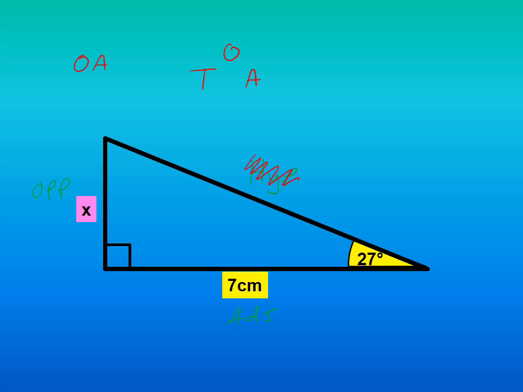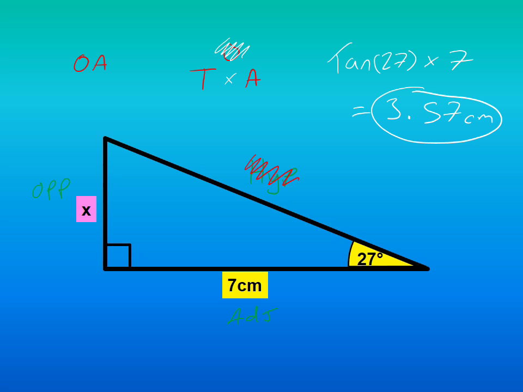Next step, I'm trying to work out the opposite. So I'm going to cover the O. That leaves me with tan 27 times by the adjacent. So tan 27 times by 7. Into my calculator, that gives me 3.57 centimeters. My value for x is 3.57 centimeters.